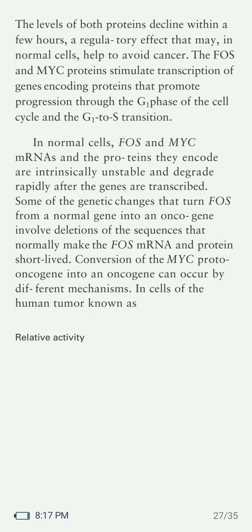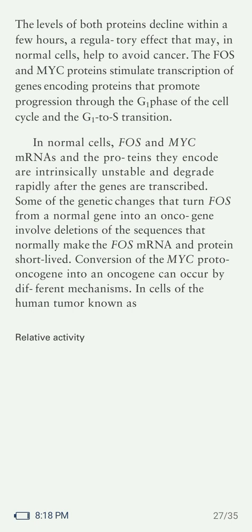The levels of both proteins decline within a few hours, a regulatory effect that may in normal cells help to avoid cancer. The FOS and MYC proteins stimulate transcription of genes encoding proteins that promote progression through the G1 phase of the cell cycle and the G1 to S transition. In normal cells, FOS and MYC mRNAs and the proteins they encode are intrinsically unstable and degrade rapidly after the genes are transcribed. Some of the genetic changes that turn FOS from a normal gene into an oncogene involve deletions of the sequences that normally make the FOS mRNA and protein short-lived.